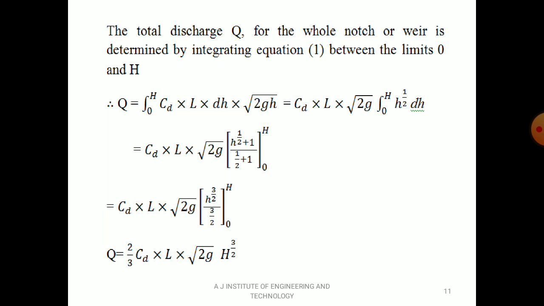Now just apply the integration limit. So Q equals 2 by 3 CD. The 3 by 2 goes to the numerator and becomes 2 by 3. So Q equals 2 by 3 CD into L into square root of 2g into h to the power 3 by 2, that is small letter h, which becomes capital letter H upon applying the limit. So h to the power 3 by 2 becomes capital H to the power 3 by 2. Q equals 2 by 3 CD into L into square root of 2g into H to the power 3 by 2. So that is the expression for discharge for a rectangular notch or rectangular weir.